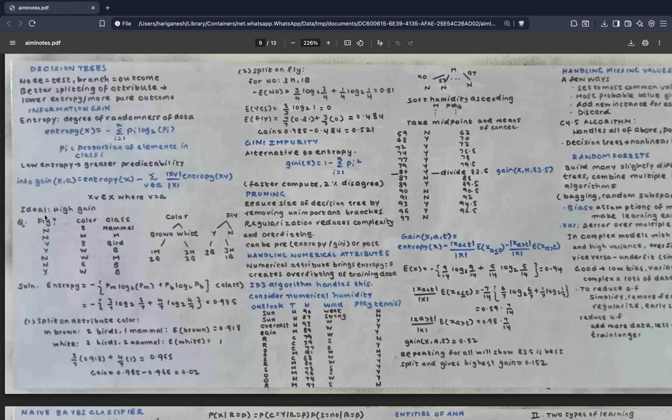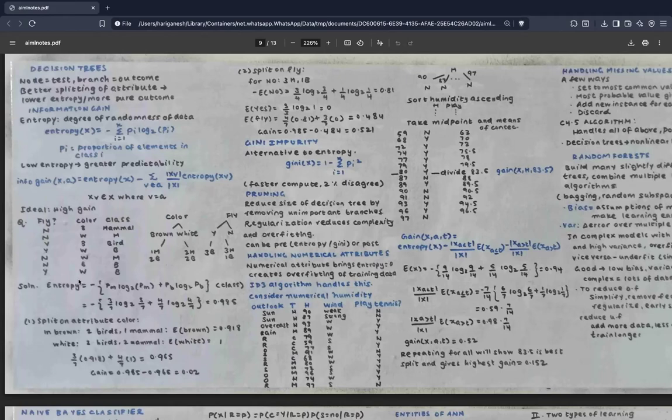Here, the global entropy for this table is the summation of the probability times the log 2 of that probability for each class. The probability of a mammal is 3 out of 7, so 3 by 7 log 2 of 3 by 7, plus bird, which is 4 by 7, so 4 by 7 log 2 of 4 by 7. Then you take the negative of that because that's in the formula. You get 0.985. And then to get the information gain, we split.